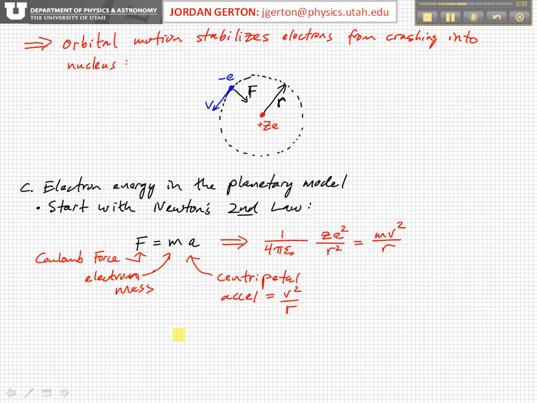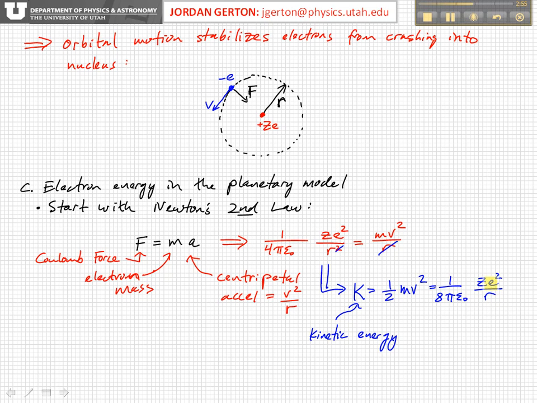Again, we set that equal to the mass times the acceleration, v squared over r. Now, we can cancel this r with one of these, and we notice that the right-hand side, mv squared, looks very much like the kinetic energy. We just have to multiply by half. So the kinetic energy, 1/2 mv squared, is just 1/2 of this on the left-hand side. So it's 1 over 8 pi epsilon naught times Ze squared over r.